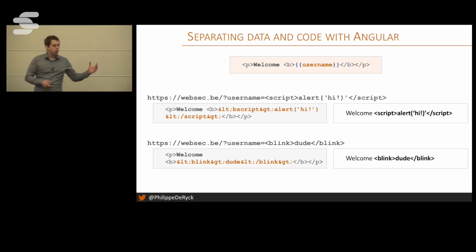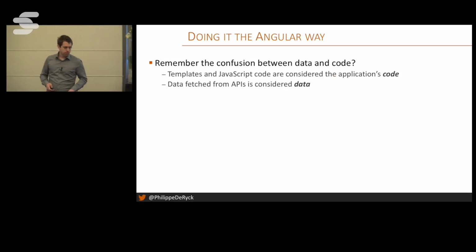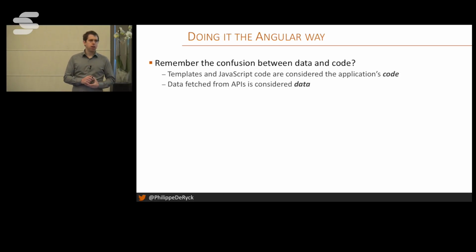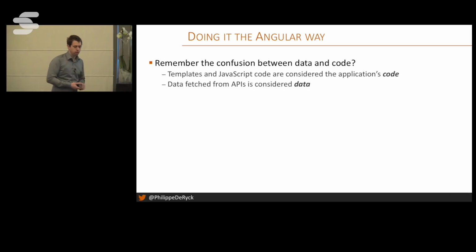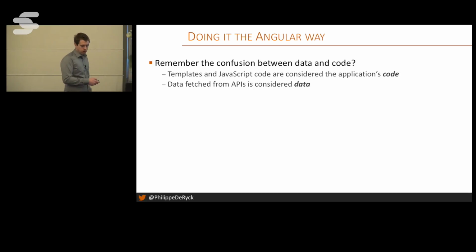But what if you want some HTML in there? What if I actually want to allow the blink tag, but not a script tag? That's where things become a bit more tricky. So a few words about what Angular actually does here. Angular helps you separate data from code. And Angular helps you enforce this very clean coding style, which you should have been doing from the beginning, but nobody ever did. So that's definitely a good thing.